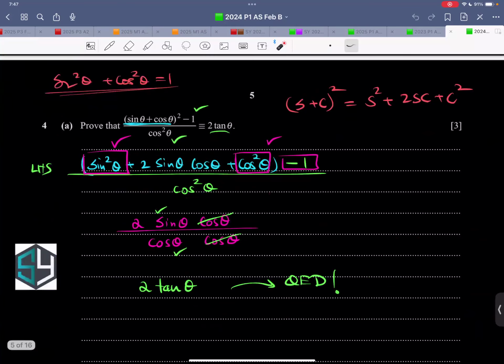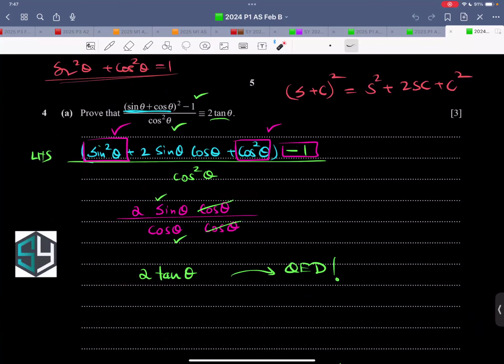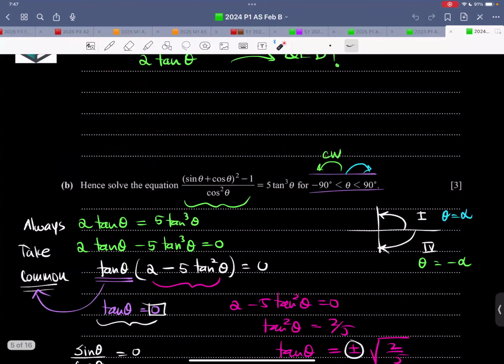Let me first focus on this thing. Prove that (sine theta plus cos theta) whole square minus 1 over cos square theta is 2 tan theta. So remember that this is a binomial. There are 2 terms inside a bracket. There is a power 2. Since there is a power 2, you will get 3 terms. Another way of understanding is this: (a plus b) whole square is a square plus 2ab plus b square. So that is how you get it, all the cancellation.